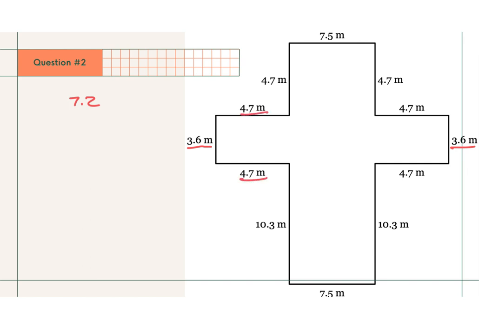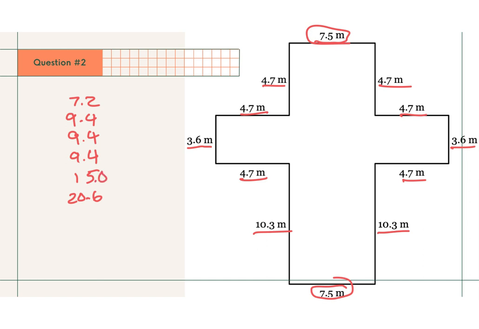I've got 4.7 and 4.7, which would be 9.4. I have another set of those, so another 9.4. Another set of those for another 9.4. I have a 7.5 and a 7.5, which is 15. And I have a 10.3 and a 10.3 for 20.6. If I add all those together, I'm going to get a total of 71.0 meters.